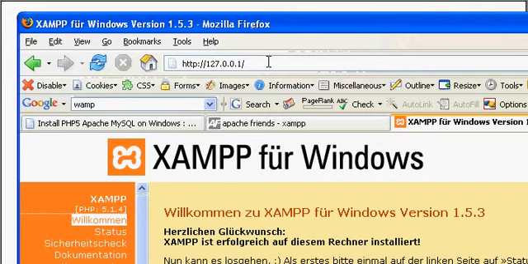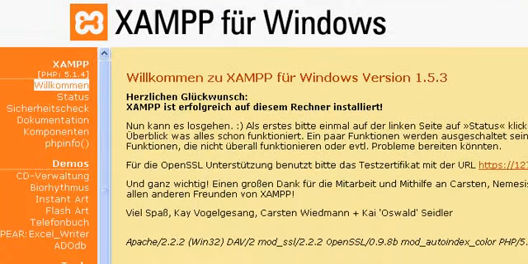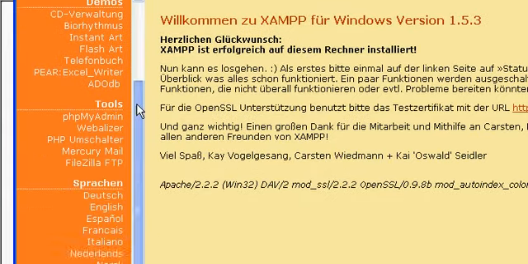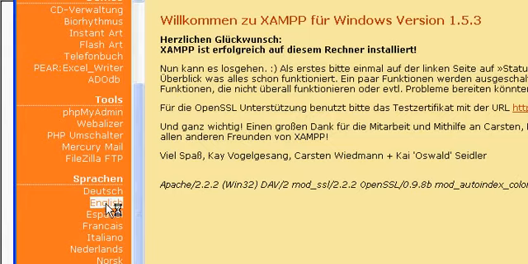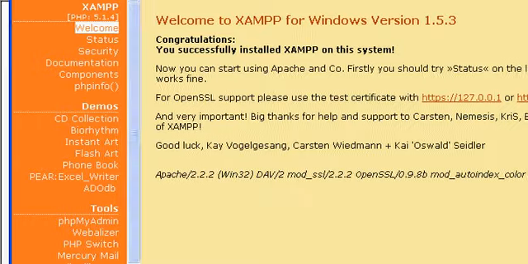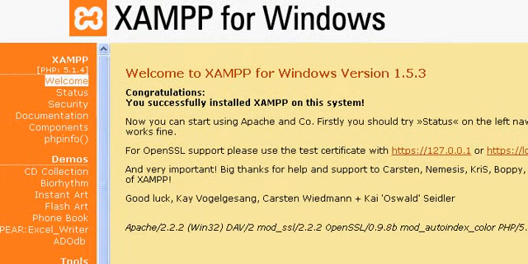So we got 127.0.0.1. We hit go, and we know we're up and running because we got our default XAMPP für Windows page. Of course, I guess this is German. We're going to scroll down under Sprachen and select English. There we go. We load up our XAMPP Windows page. Congratulations, you have successfully installed XAMPP on this system.